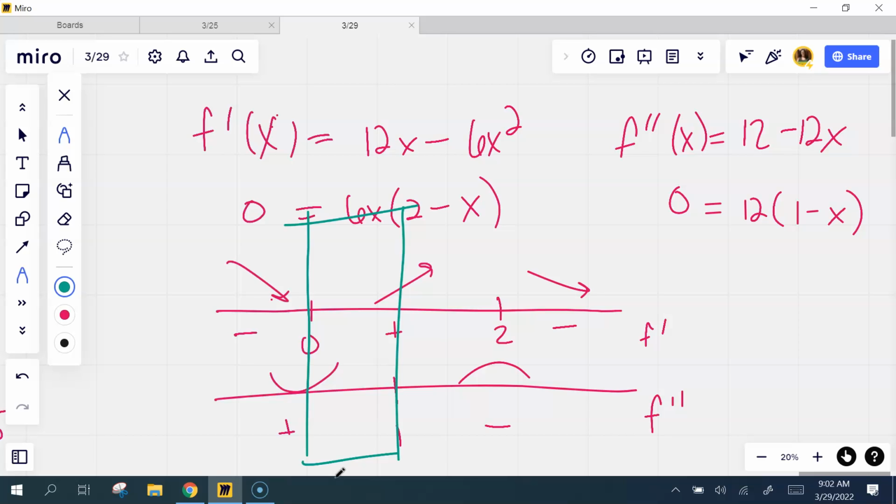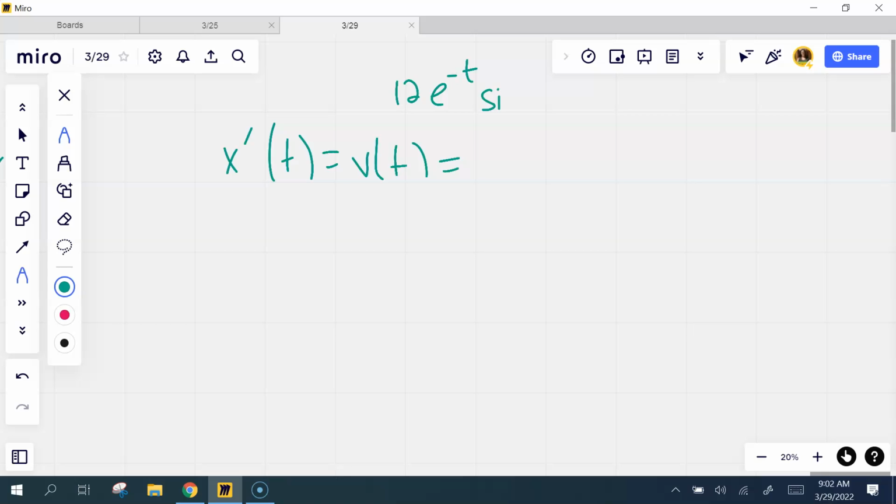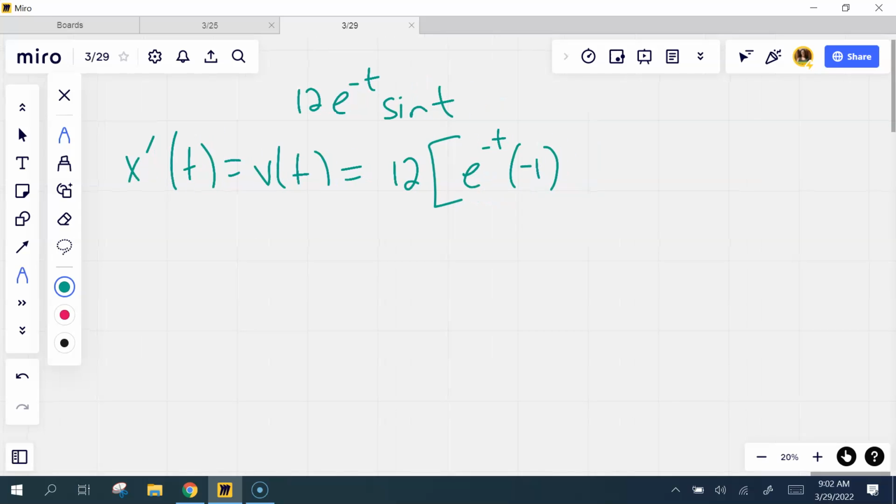What's the first time? It gives you position, it asks you for when velocity is 0. So obviously we know that we're finding the derivative, right? So derivative of 12e to the negative t sine t. So I've got myself in a product rule situation. 12 times derivative of the first would be e to the negative t, but I got to chain rule it, times the second, plus the first, derivative of the second. What's the derivative of sine t?